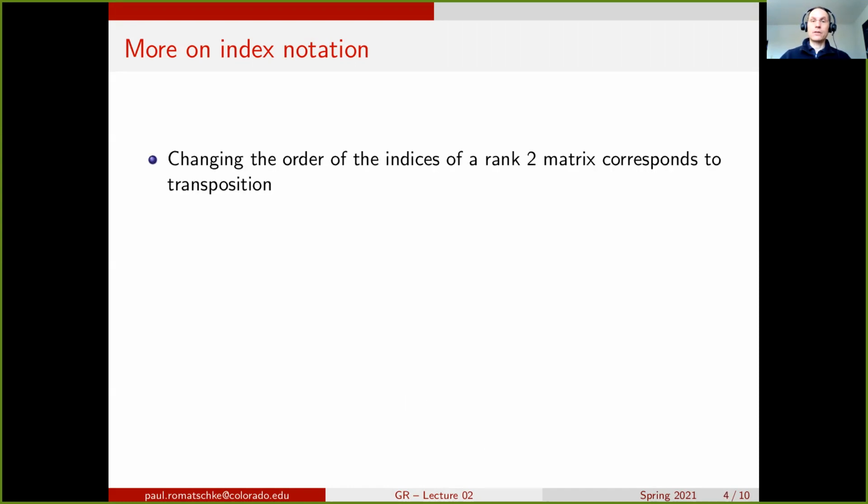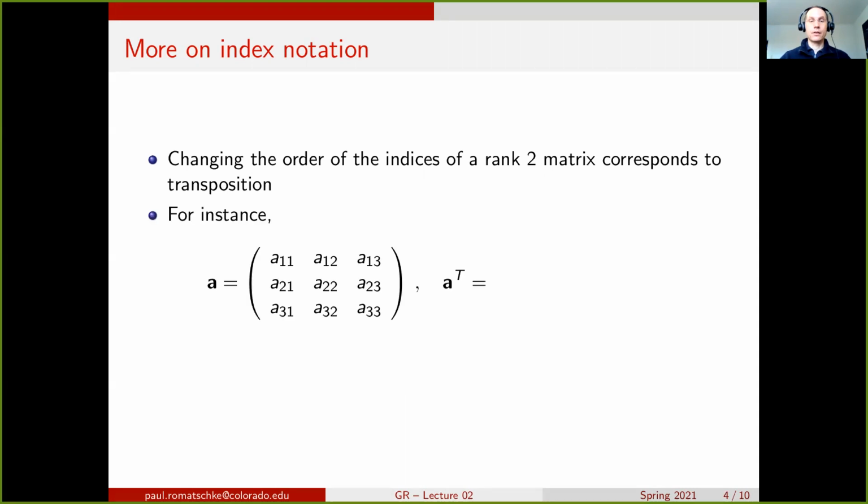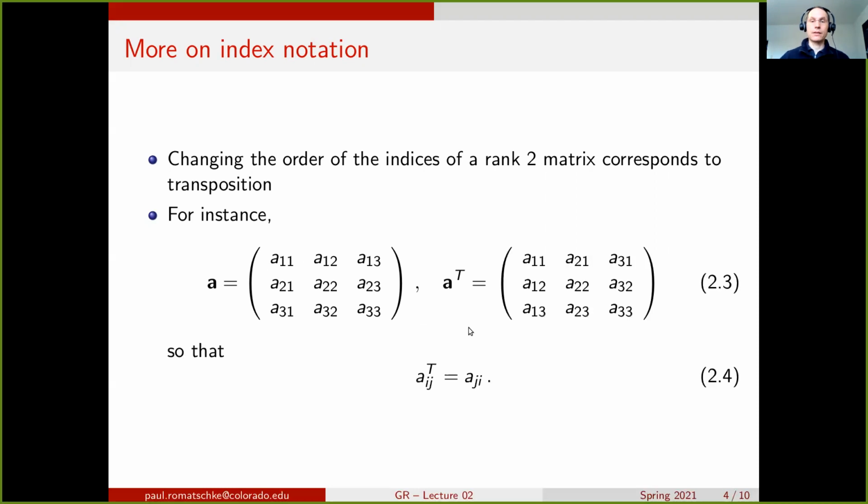If we change the order of the indices of a rank 2 matrix, then we perform an operation that's known as transposition. So if we again consider our matrix A here, that's given in this explicit form as a 2 by 2 matrix, we can consider the transpose of this matrix, which just means we want to exchange rows and columns. And then we have something that looks like this. Note that now, for instance, the entry A21 that first appeared here appears up in the first row in the transpose of the matrix.